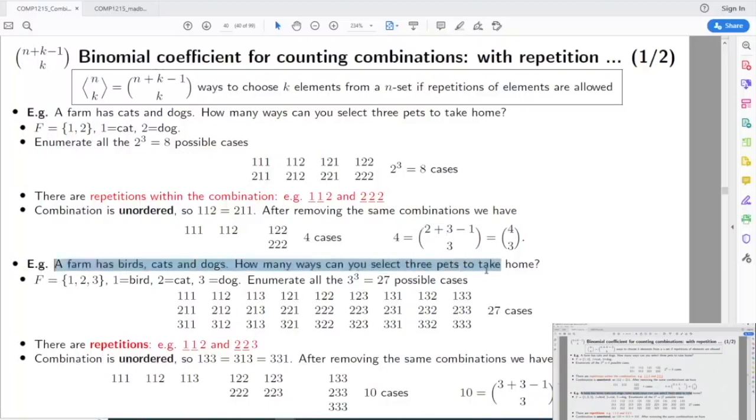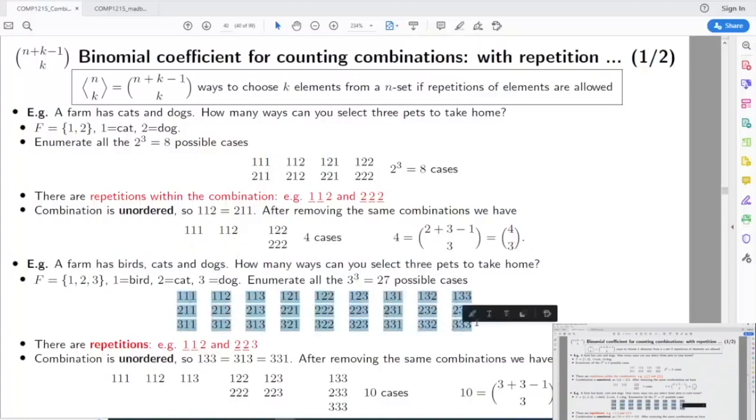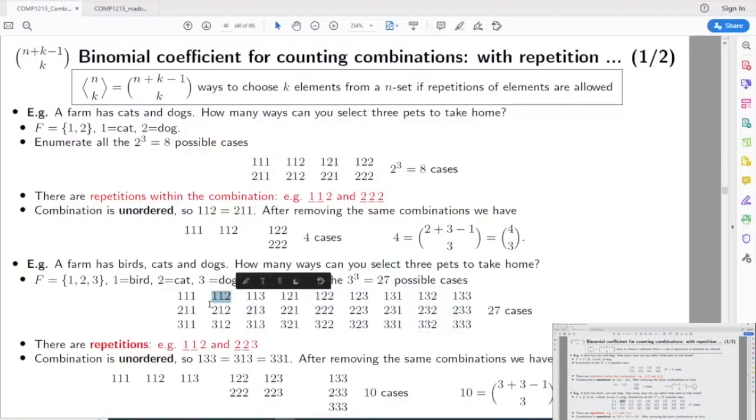Now here's a second example. Now you have birds. So bird, cat, dog, do the same thing. Pick 3 pets. Now you do brute force. You have 27 cases. Why 3 to the power 3? Branch 3 times. This is actually the same thing as the ABC, ACB, CAB thing. Then what? I'm talking about combination. So 1, 1, 2 and 2, 1, 1 are the same thing, and also the same for 1, 2, 1. So I remove those repeated cases.